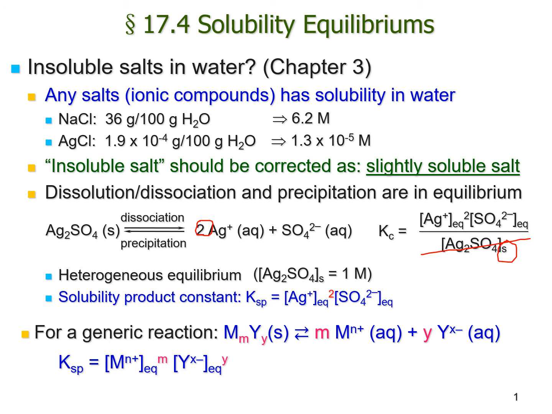So if we put up a generic salt, say with formula M_xY_y, and it's a solid, it undergoes dissociation equilibrium, right? The forward direction is dissociation, so we call it dissociation equilibrium. And the Ksp here is this expression: the equilibrium concentration of the cation raised to the power of its coefficient, multiplied by the equilibrium concentration of the anion raised to the power y, its coefficient. So that is the definition of a Ksp.